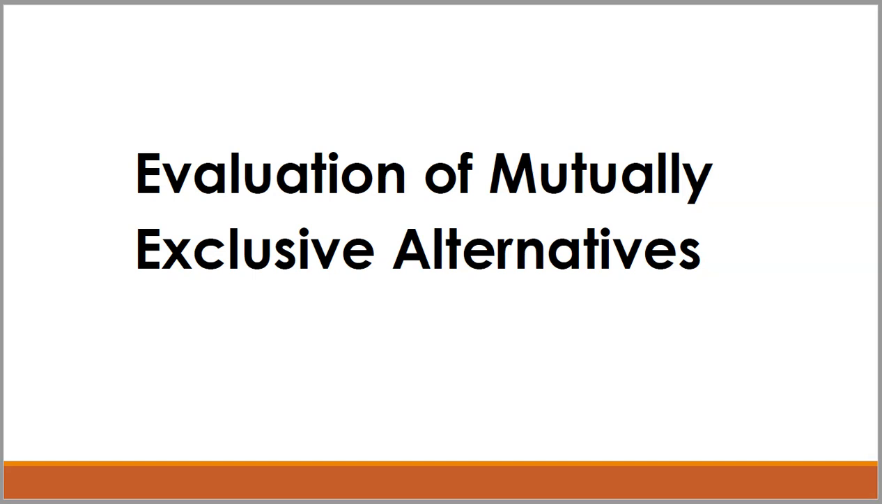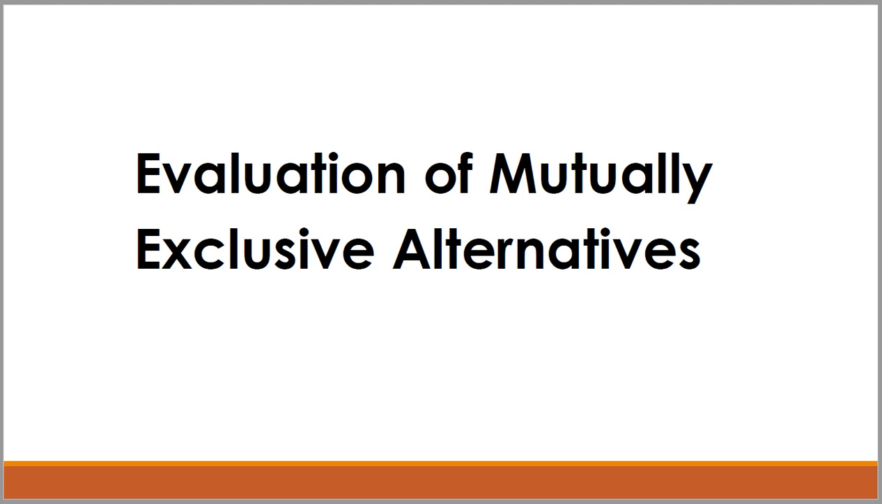We're done with chapter 3. In chapter 3, we've dealt with economic study methods, and we're going to use these methods in this chapter. Chapter 4 deals with decisions under certainty, and the first lesson or topic would be evaluation of mutually exclusive alternatives.